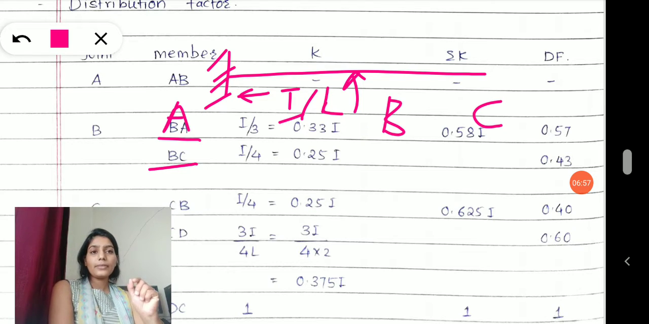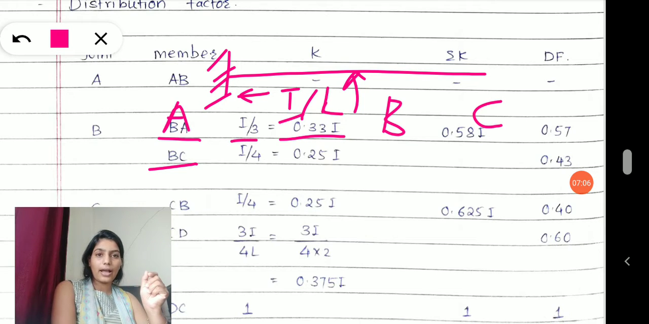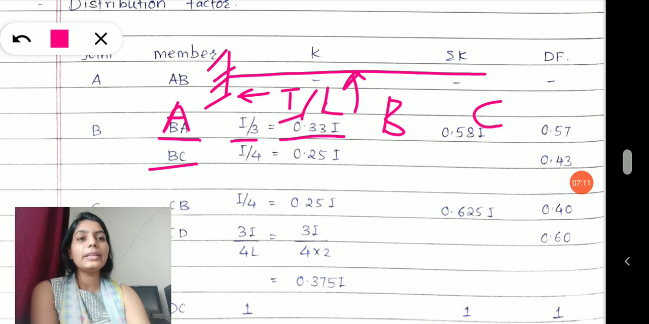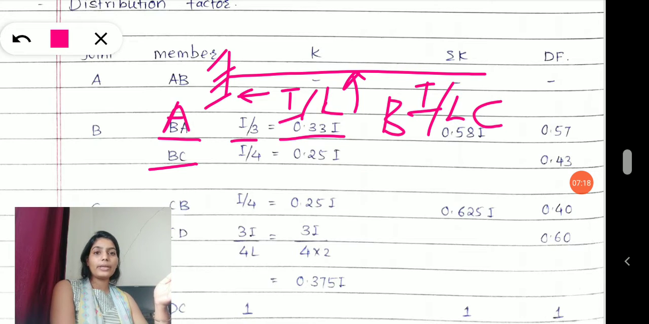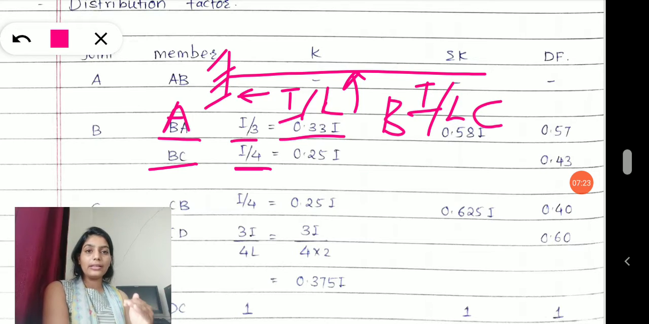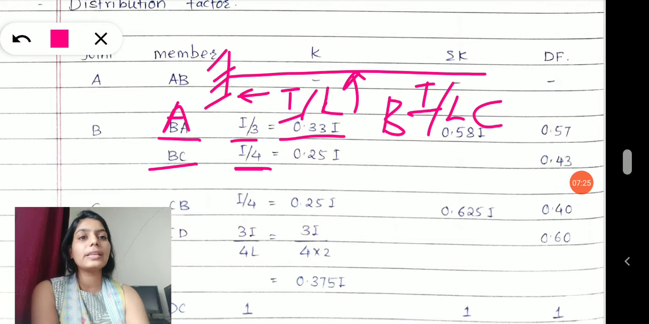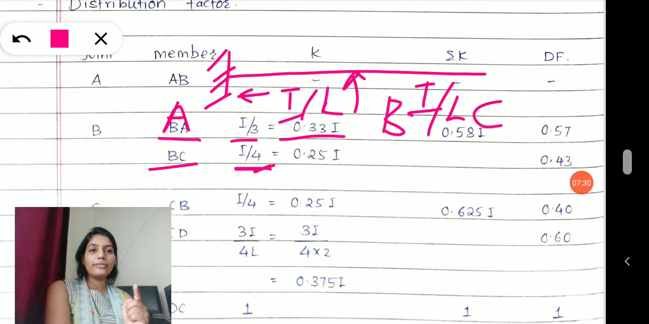But here the length of span AB is 3 meters. Therefore your formula becomes I by 3, which is 0.33I. Then next is span B to C. Span B to C again has the formula I by L, because it is an intermediate support. An intermediate support has the formula I by L. But here the span of BC is 4, therefore it becomes I by 4, and the formula becomes 0.25I.